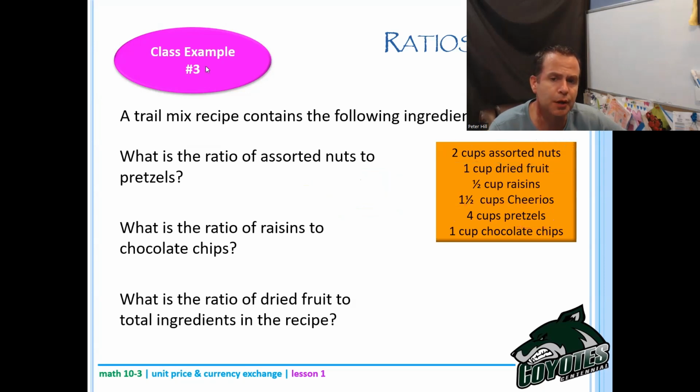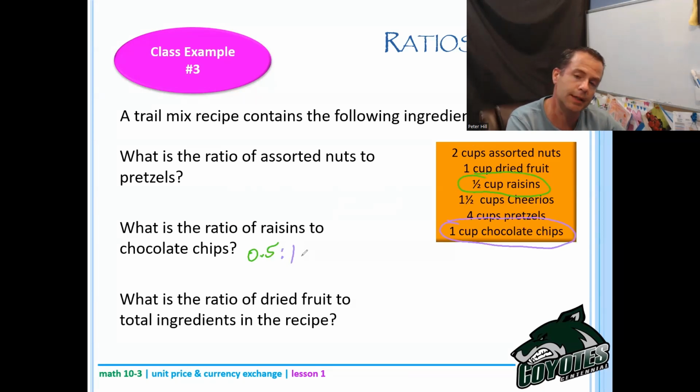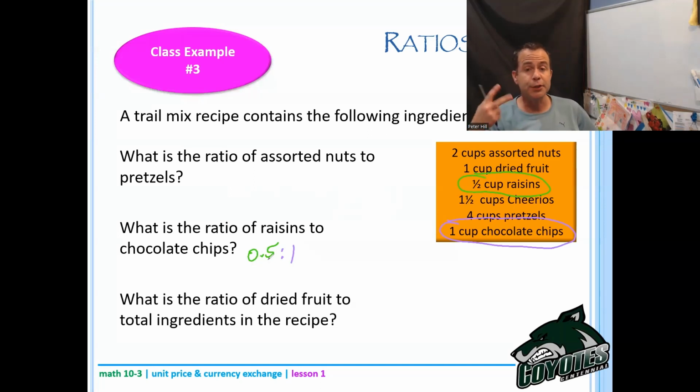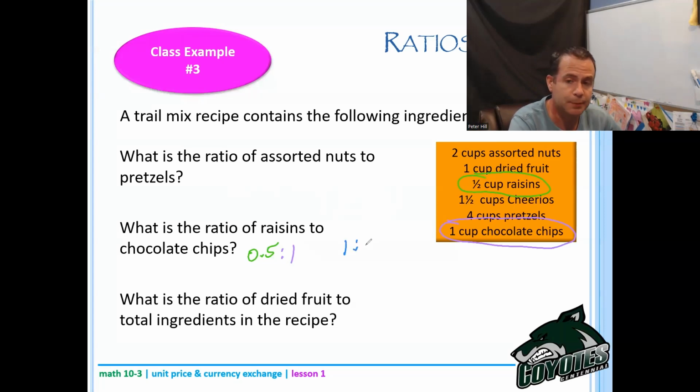Okay, how about the ratio of raisins to chocolate chips? I've got half a cup of raisins, so let's write 0.5 there for now. And then I've got 1 cup of chocolate chips, so I'm going to write 1 like that. Now, we've already talked about the fact that we don't want a decimal there. There's a couple different ways we could do this. Some of you may say, if I multiply 0.5 by 2, I would get a 1. So 0.5 times 2 is 1, and 1 times 2 is 2.